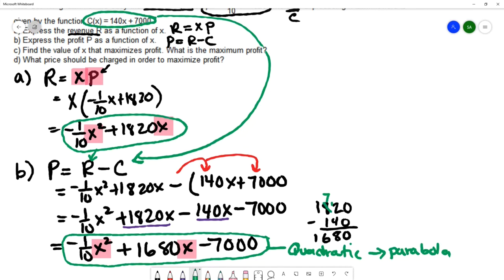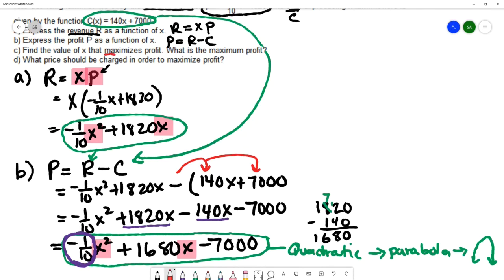And we know what a parabola looks like. We also know that if we know the leading coefficient of that quadratic, it will tell us whether that parabola is facing up or down. And the fact that this leading coefficient is negative tells us that our parabola will be a down-facing parabola. And that's significant because of what we're trying to do in this problem.